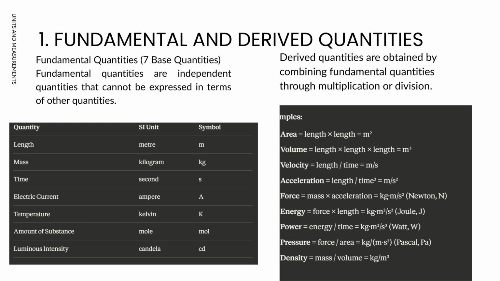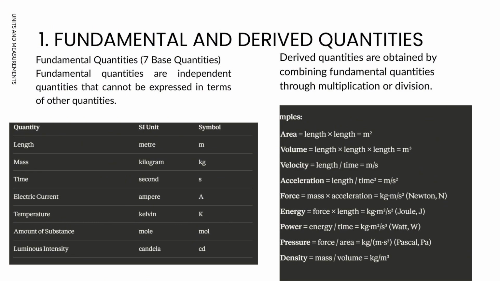We have 7 major fundamental quantities in physics, which are length, mass, time, electric current, temperature, amount of substance, and luminous intensity. The SI unit of length is meters, symbol small letter m. Mass, the SI unit is kilogram, symbol kg. Time, the SI unit is seconds, symbol s. Electric current, the SI unit is ampere, symbol capital letter A.